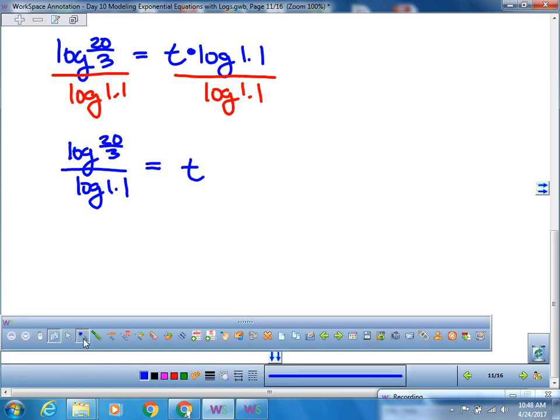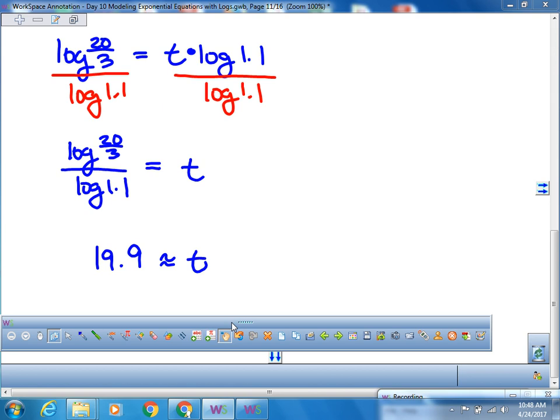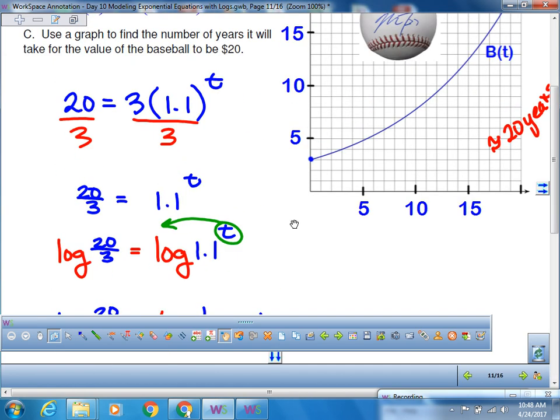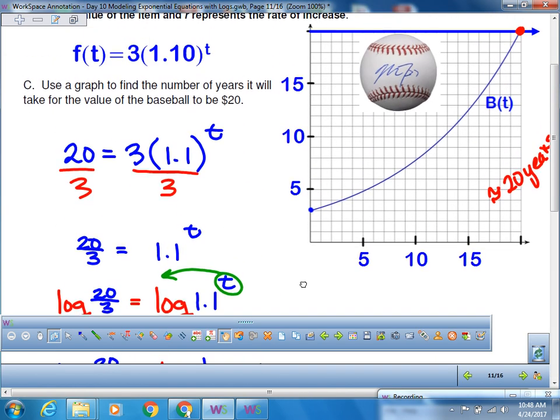Is that what everybody got? How do I know that's a reasonable answer? 19 point what? 19.9? And that makes total sense since we estimated with our graph it was going to be about 20 years, right? So it's 19.9 years.